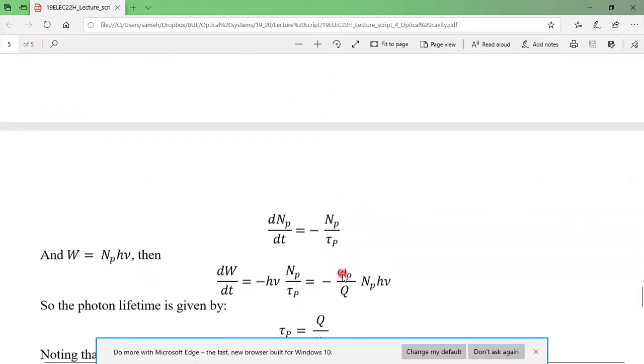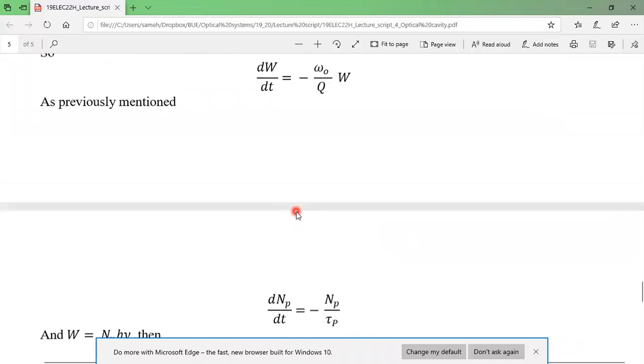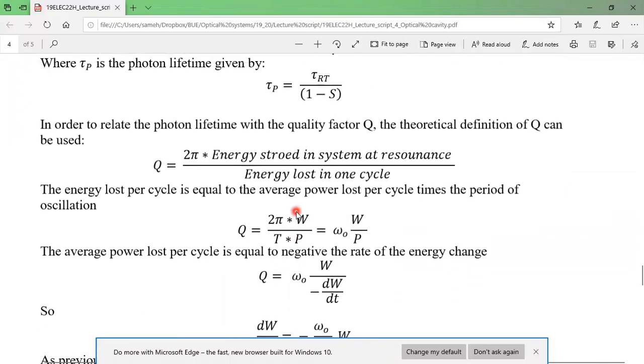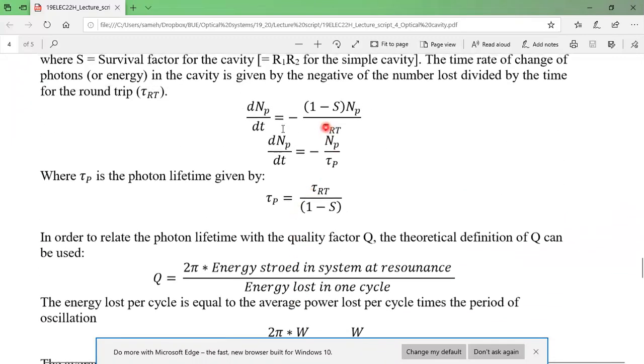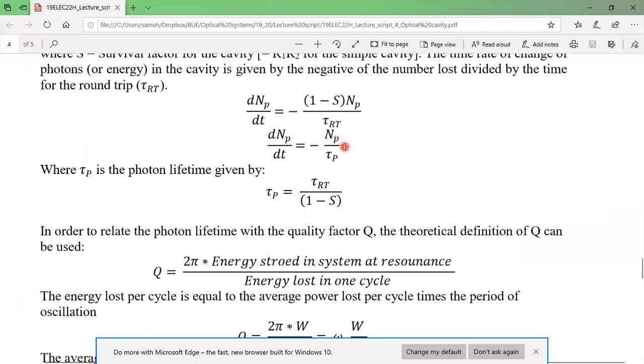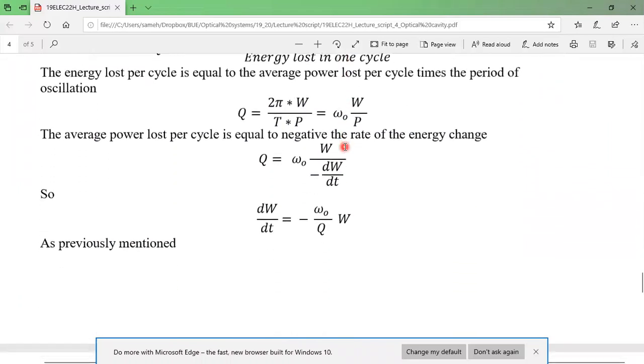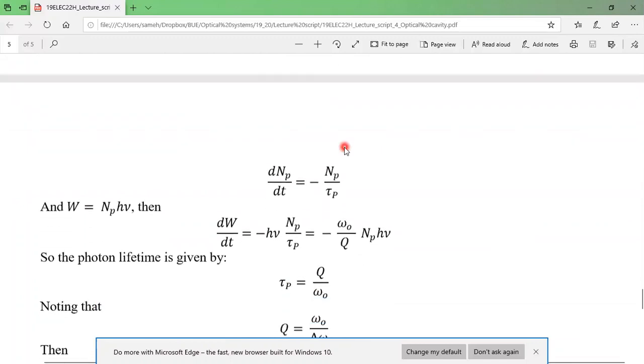Okay, now let's turn to our definition. If you remember, we say that dN/dt equals N over tau p. This is the equation we reached a few slides ago in the photon lifetime. So this is simply the same equation. We already reached it in the previous slide.